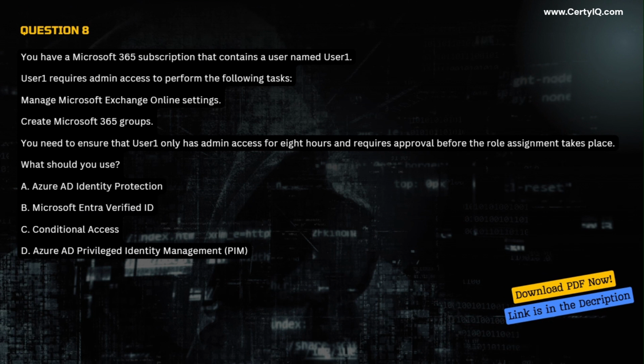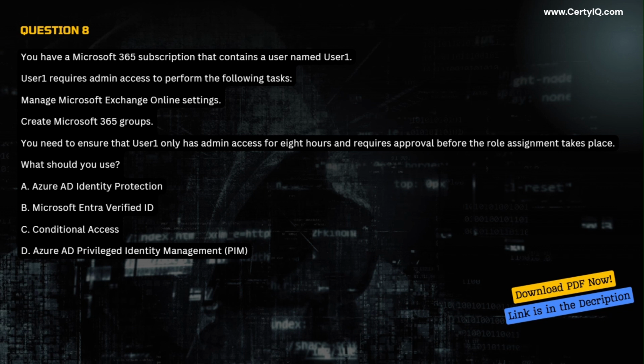You have a Microsoft 365 subscription that contains a user named User1. User1 requires admin access to perform the following tasks: manage Microsoft Exchange Online settings and create Microsoft 365 groups. You need to ensure that User1 only has admin access for 8 hours and requires approval before the role assignment takes place.